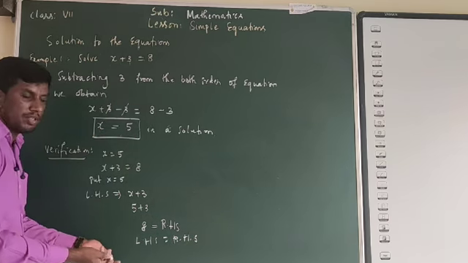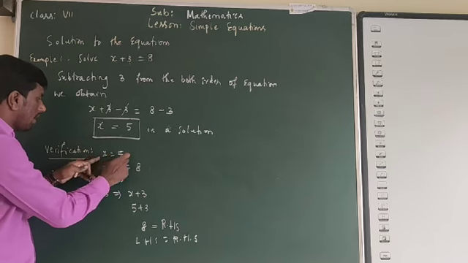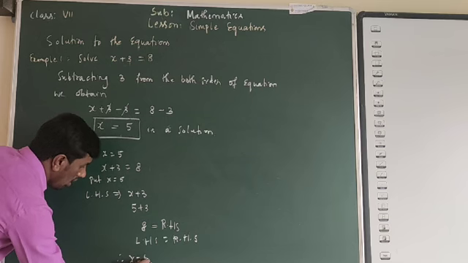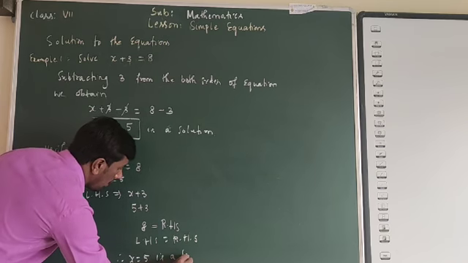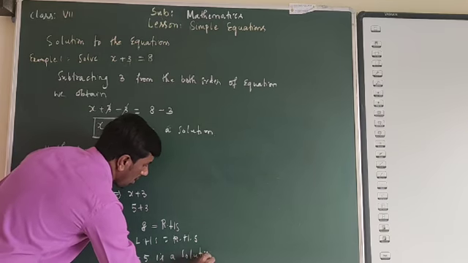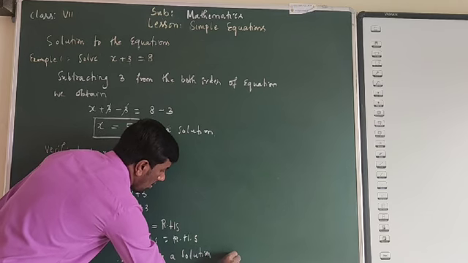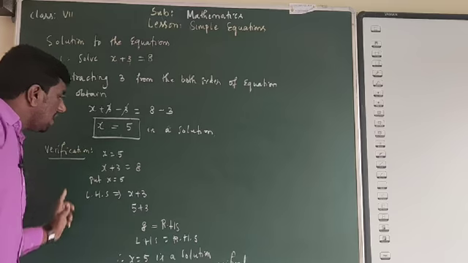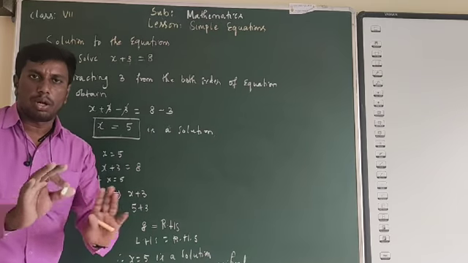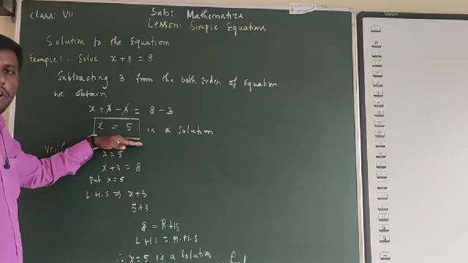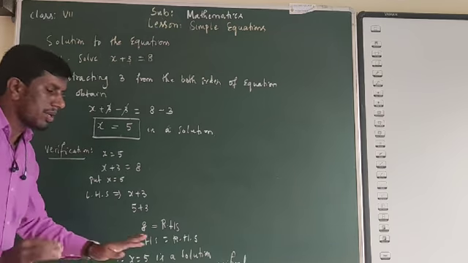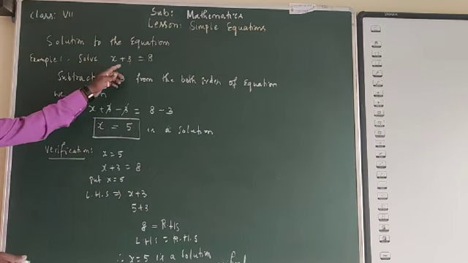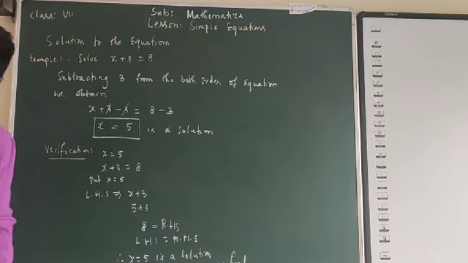What does this mean? Whatever value we took, x is equal to 5, is definitely a solution. Therefore, x is equal to 5 is a solution. Verified. This is finding the solution, and this is verifying whether my solution is correct or not. Right? This is an example.